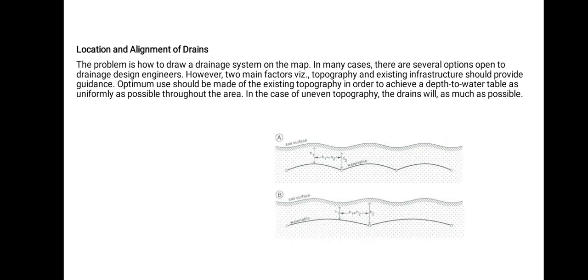Then location and alignment of drains. It is to be located near our surface so that we can extract the water at our ground level. So A and B types of drains are to be provided to drain off the water. The spacing is to be decided based on the infiltration capacity of the soil and the pipe size. Then these are some other diagrams for our drainage wells, drainages to drain the excess water from the soil medium.